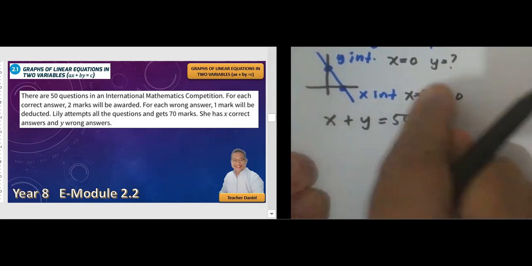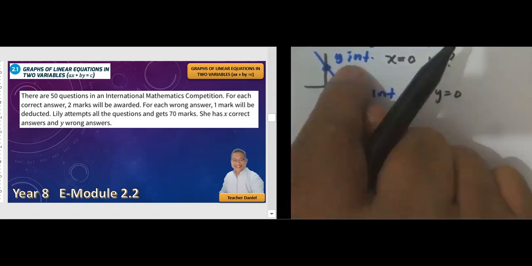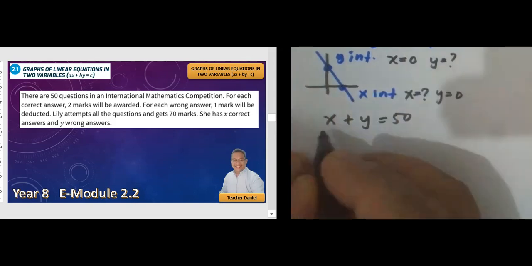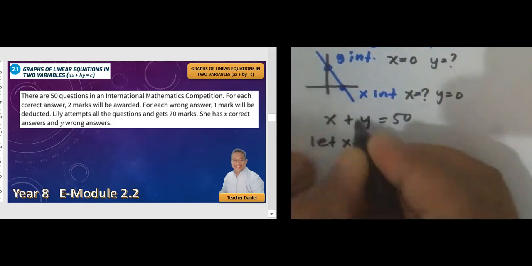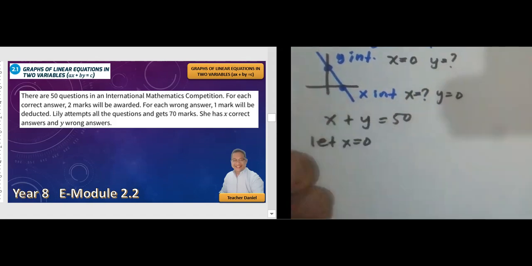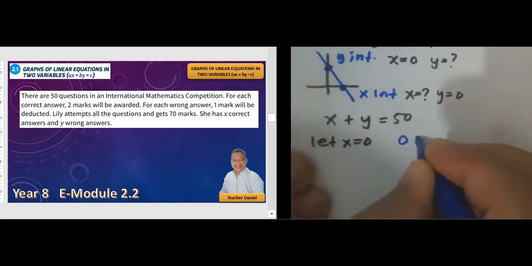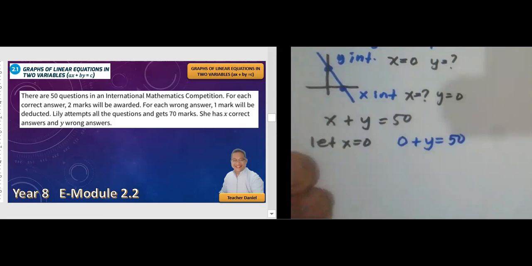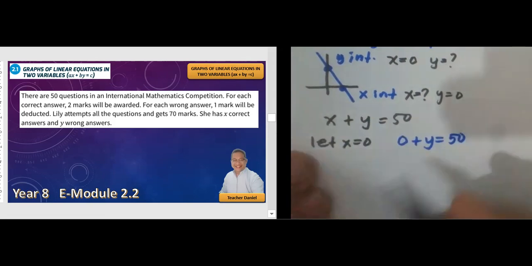Again, what did we say? To get the y-intercept, you let x equal 0. So let x equal 0 in the first equation. Therefore, you will have 0 plus y is equal to 50. It means that y is equal to 50.